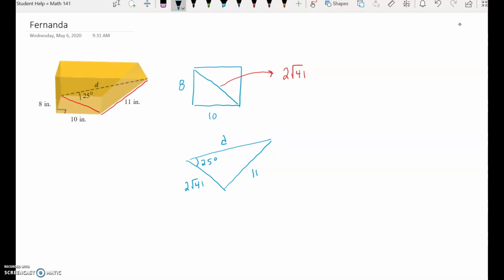So I did this in a series of steps. I used the law of sines 2 different times. So I used the law of sines to find this angle first, and then subtracting from 180, I was able to get this angle, and then use the law of sines again to get side D. So the answer that I got was, I think it was 21.2.